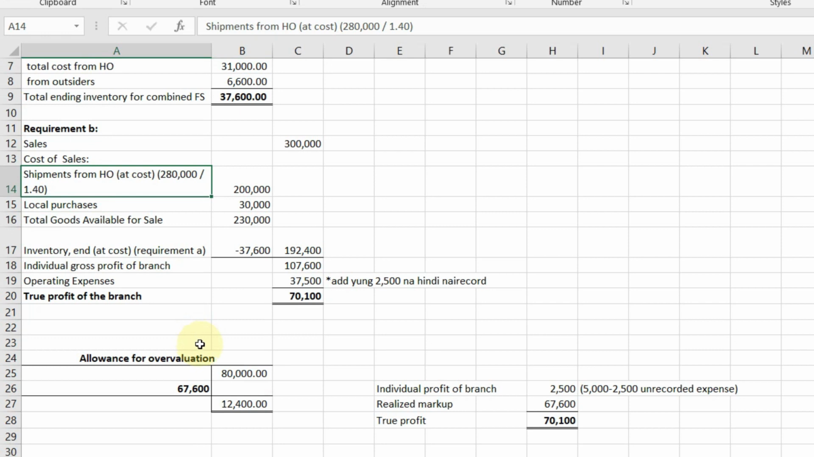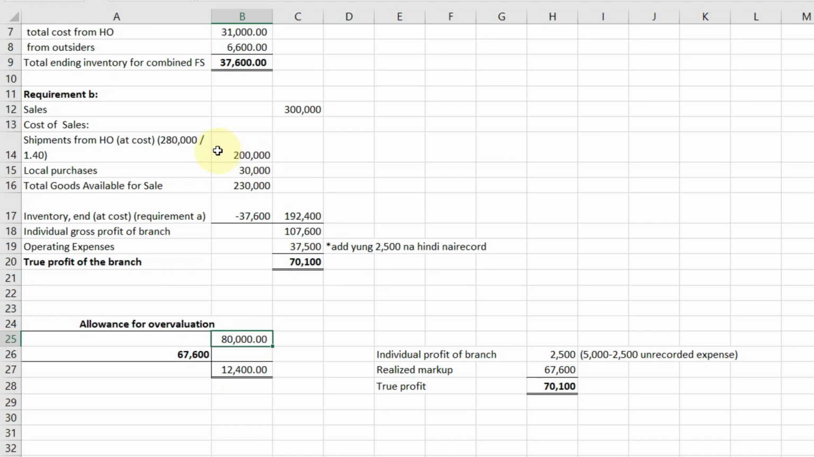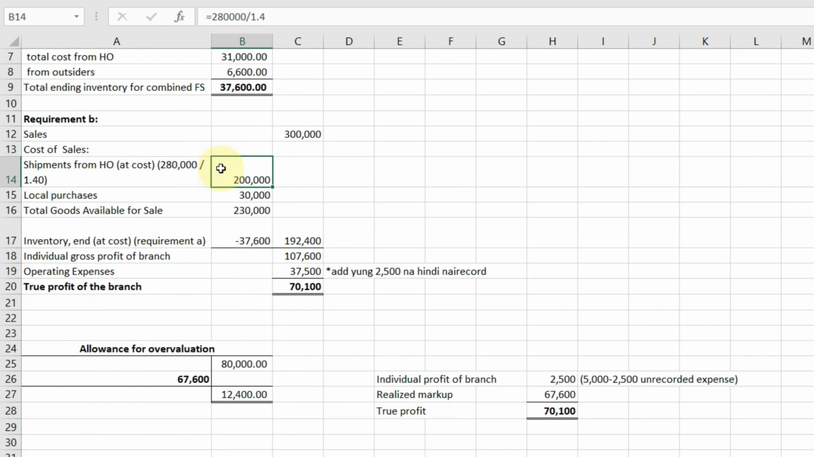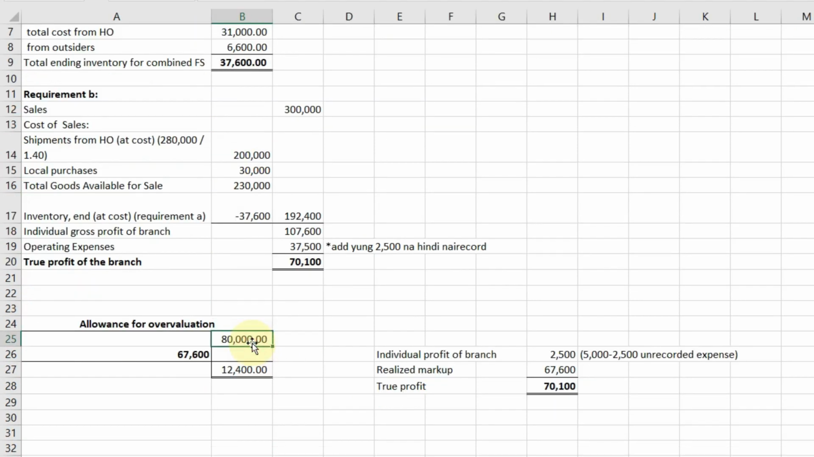Okay? So you'll get 280,000 times 40 divided by 140. That's 80,000. Okay, ito. Yan. Times 0.40 divided by 1.40. Okay? O di kaya naman, dahil given ka na, na-compute mo kanina, 280 minus 200, you have 80,000. Okay? Pero dahil nga ito another way of doing this, malamang hindi mo na-compute yung 200,000. Kaya, pwede namang 280,000 times 0.4 divided by 1.4. Okay? So, ang ending, madali lang din siya makuha.